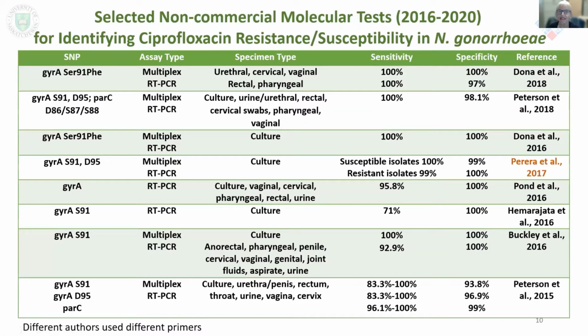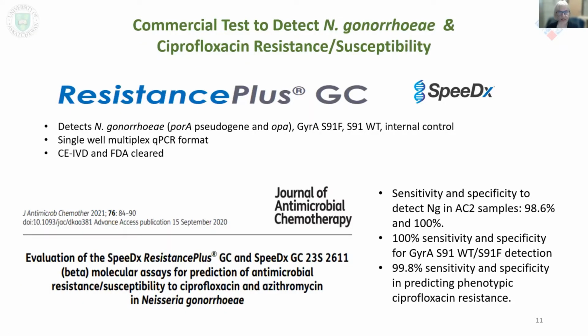A variety, and this is only a smattering, of non-commercial tests have been used to identify ciprofloxacin resistance and susceptibility in Neisseria gonorrhoeae. They're usually RT-PCR tests. They all target the gyrA S91 locus and perhaps other loci. Some also are involved in simultaneously identifying Neisseria gonorrhoeae. All of these authors have used different primers, so there's a need for standardization.